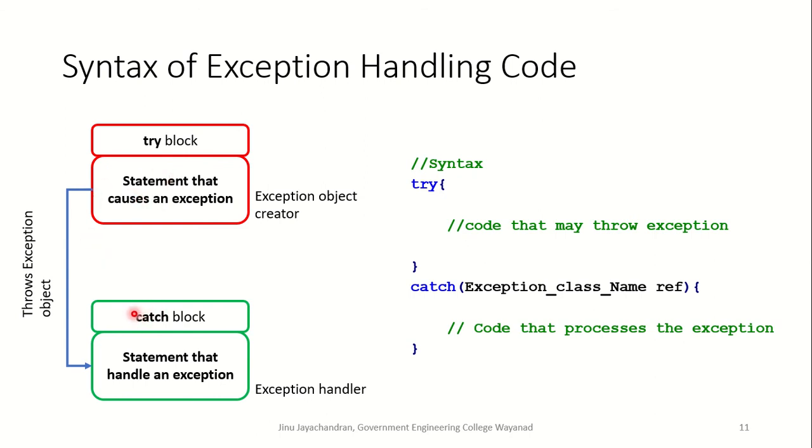There will be a block defined using the catch keyword. Inside the catch block, you will write the statements, depending on the exception thrown, what should be done. So the syntax is like this. You have a try block, you write code inside the try block, there's a catch statement, and there is an exception name that you say here, what type of exception you want to catch. Then you write the code inside the catch.